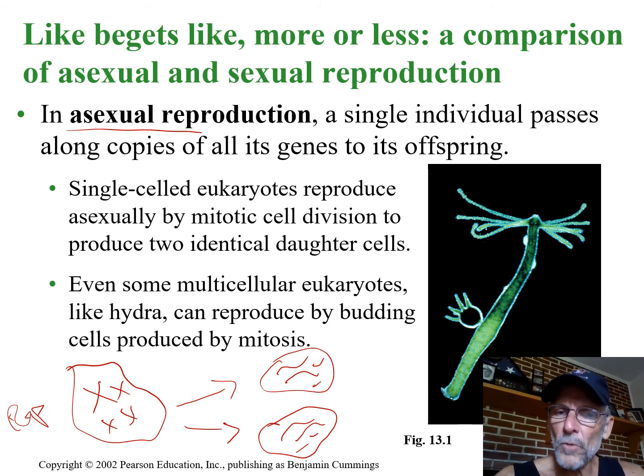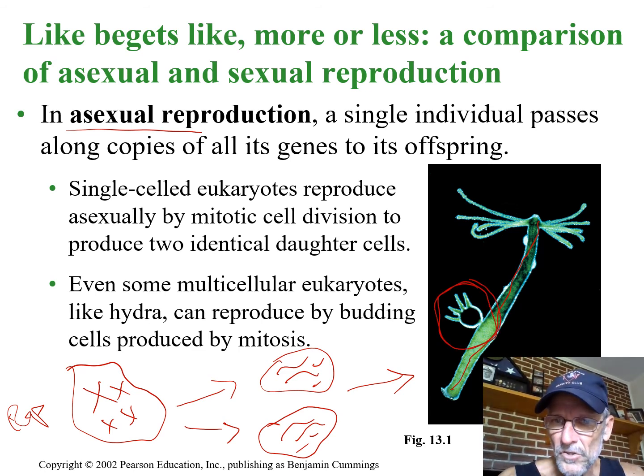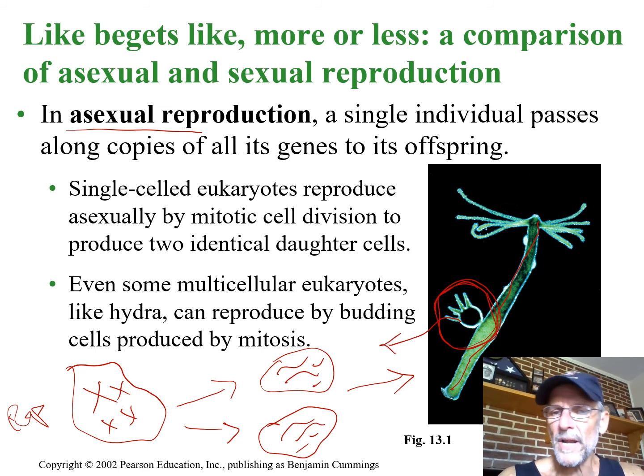Well, that can be true of multicellular organisms too. Plenty of multicellular organisms reproduce asexually. They're made of a bunch of cells. Those cells undergo mitosis, and sometimes a group of those cells, like right here, will just kind of pop off, and there you have a new baby. Its cells have exactly the same genes as its parent did. All these cells were produced by mitosis. That's why they're identical. But now we have a new organism that's multicellular.